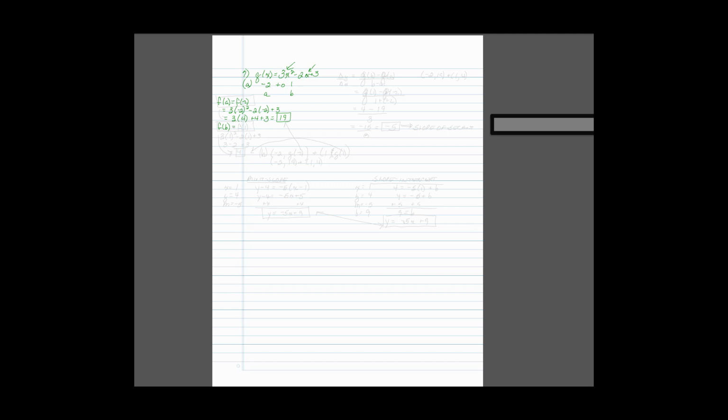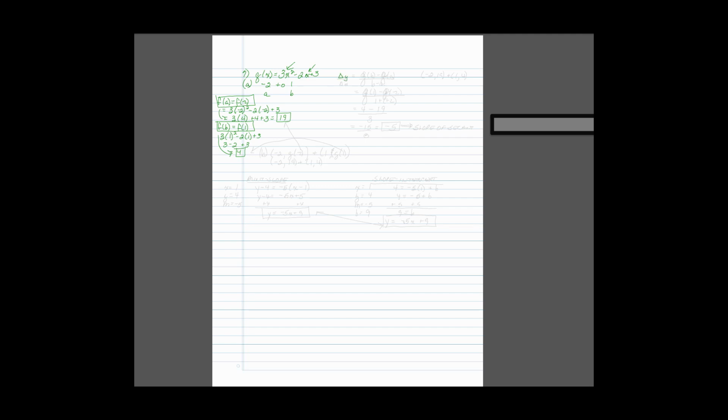F of B will be f of 1. Now, this is a different function this time, so f of 1 isn't 3 anymore. So it's going to be 3, take out the x, put in a 1 squared, minus 2 times 1 plus 3, or 3 minus 2 plus 3, which is 4. All right, so that is 4, and f of A is 19. All right, so now we're ready to start.